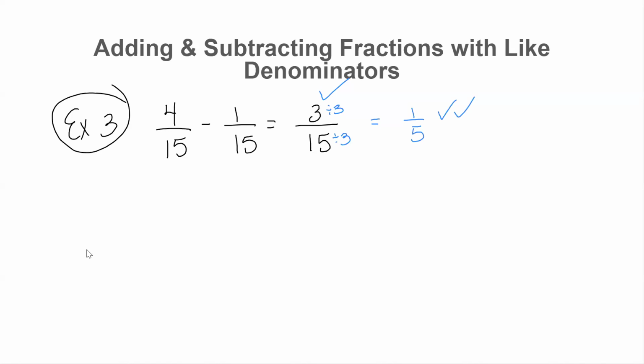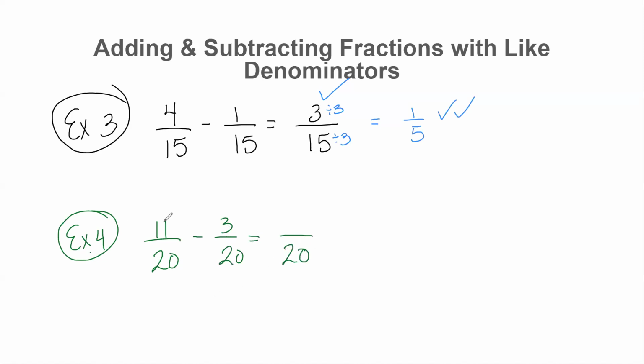And I'll do one more example here, example 4. Oh goodness, let's do 11/20 minus 3/20. They have a common denominator. We're going to keep that 20, and 11 minus 3 is 8. Again, that's a good answer, but I think it can reduce. We can divide by 4, top and bottom, giving us a best answer of 2/5, a reduced or simplified answer.